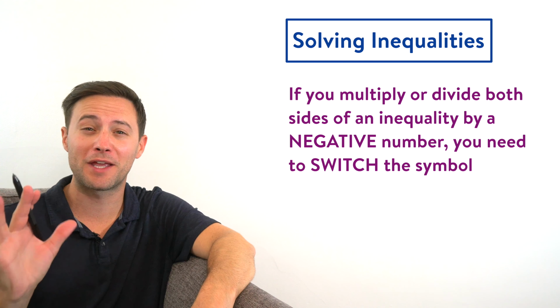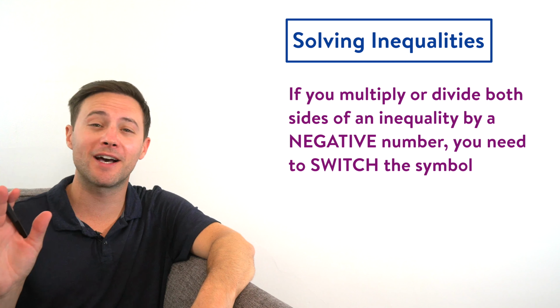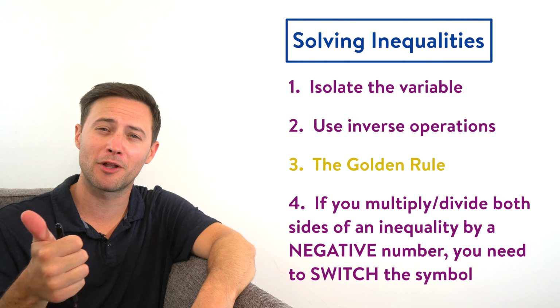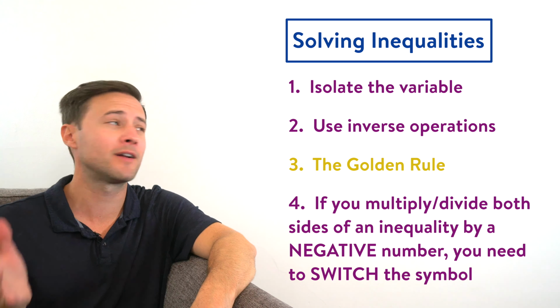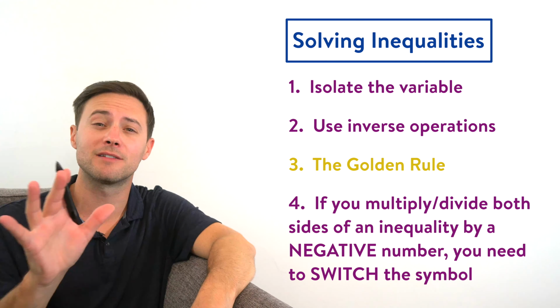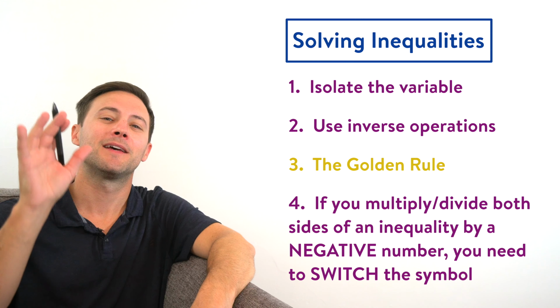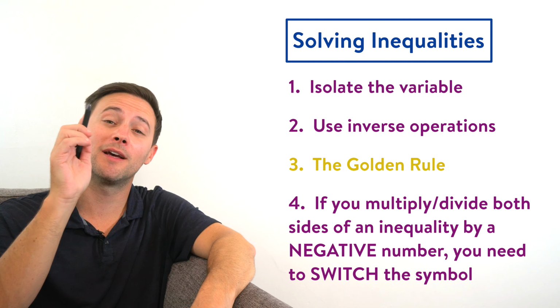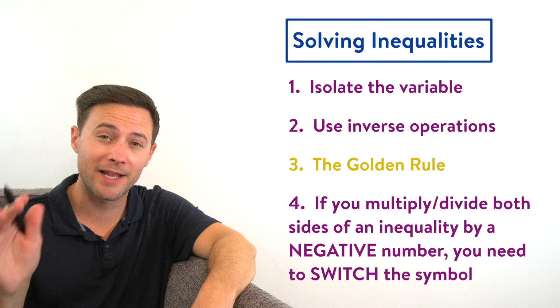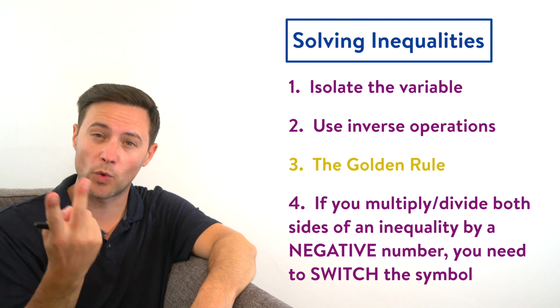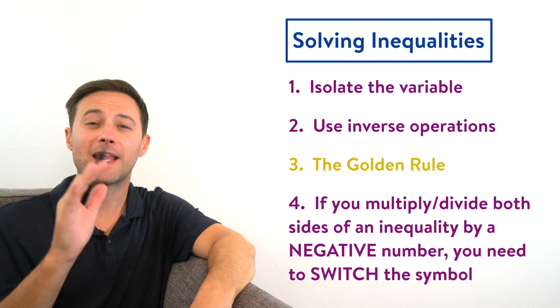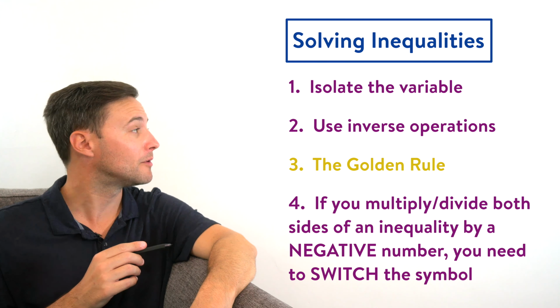That is the only thing we need to remember. Everything else is the same. Get the variable alone on one side. Anything you do to one side, you got to do the same thing to the other. Use inverse operations to solve. However, pay attention if you're multiplying or dividing both sides by a negative number. In that case, you need to switch the inequality symbol. Now that we understand that, let's get to our first example.